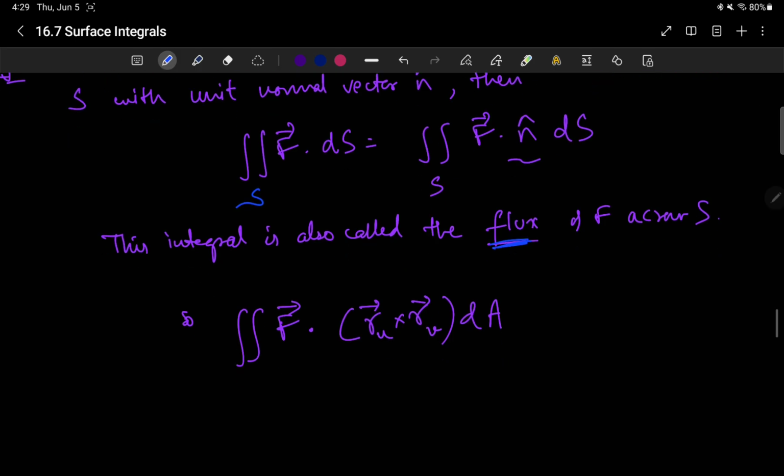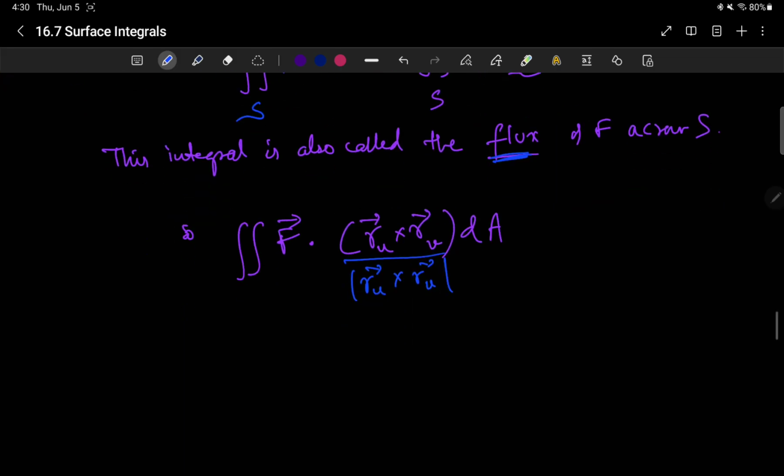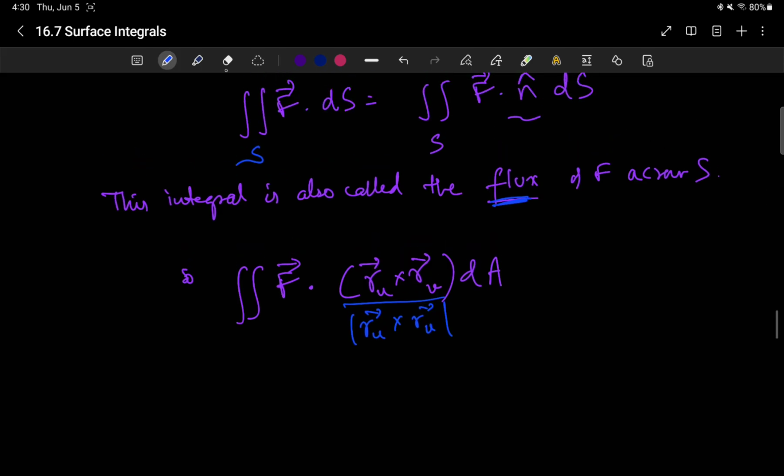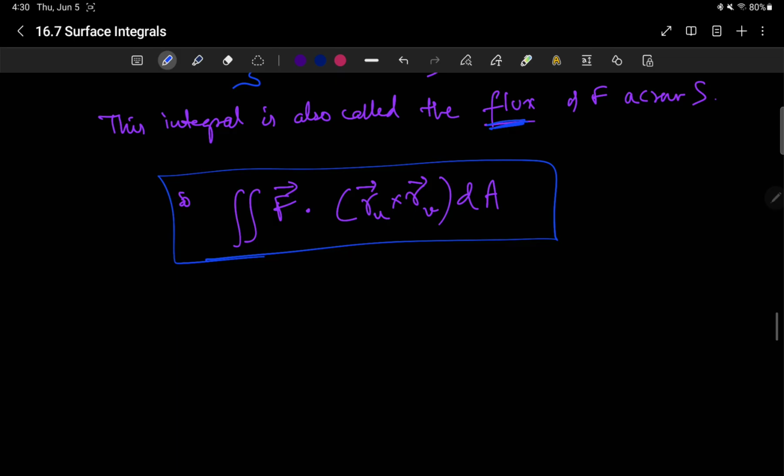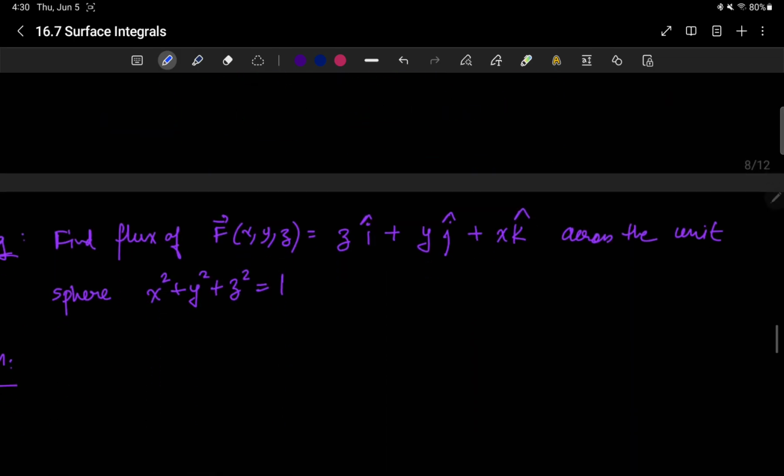Now n cap we just saw is actually just a cross product vector over here, right? So it's F dot, divided by the magnitude of Ru cross Rv. Oh, sorry. If you dot product, then we don't need that. So we have F dot Ru cross Rv is going to be your surface integral, where your orientation is naturally defined by the Ru cross Rv vector.